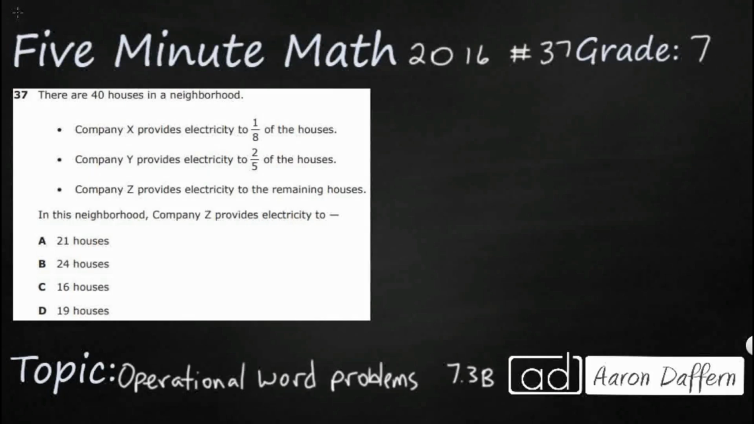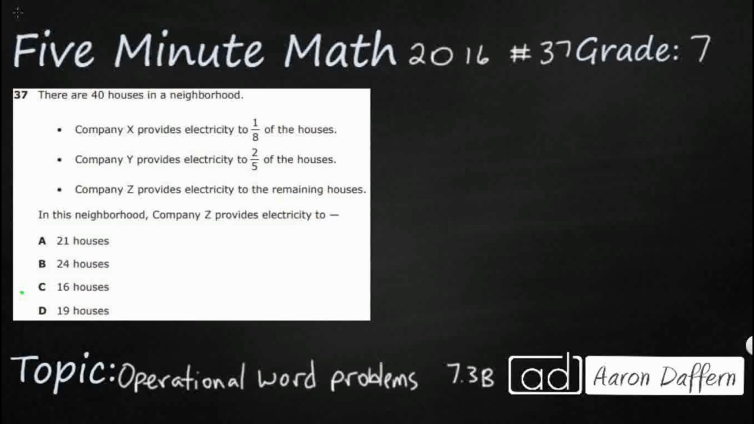Today we are looking at the 7th grade concept of operational word problems. This is standard 7.3b in the great state of Texas, and we are using item number 37 off the 2016 released STAAR test. If you have not done so already, please go ahead and take a moment to pause the video, work this problem out on your own, unpause it, and then we will look at our answers together.